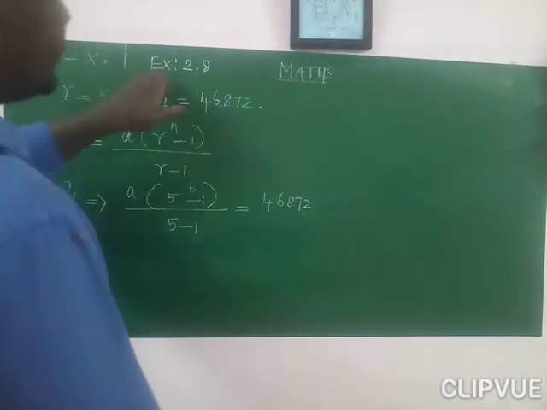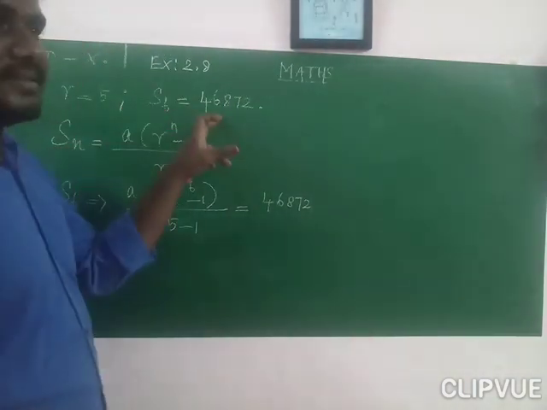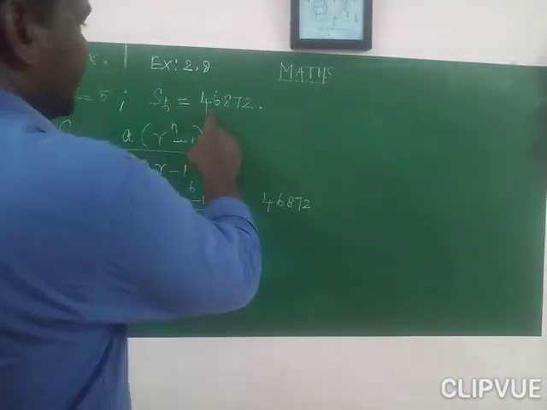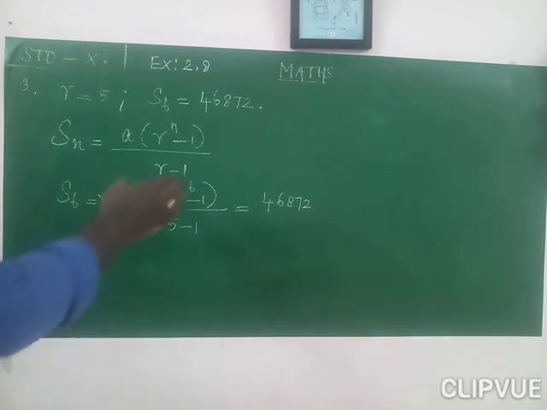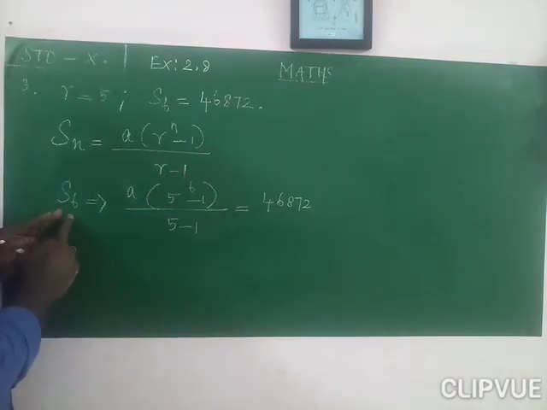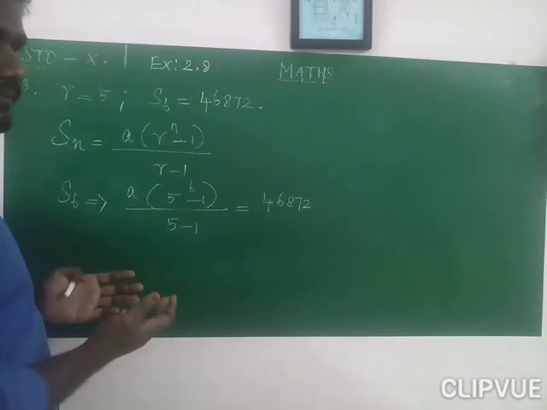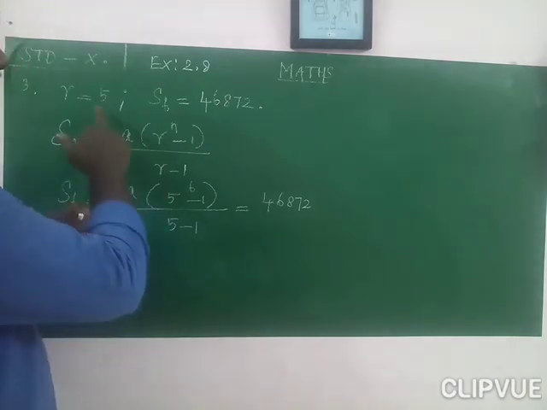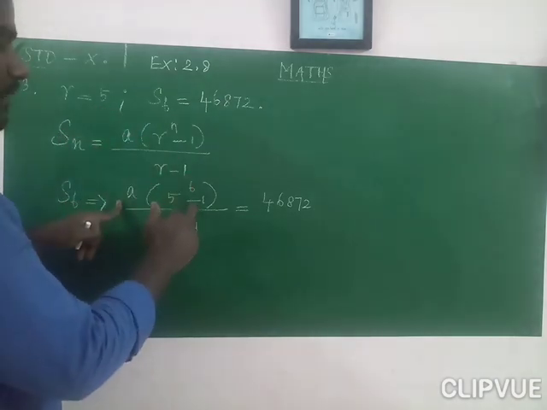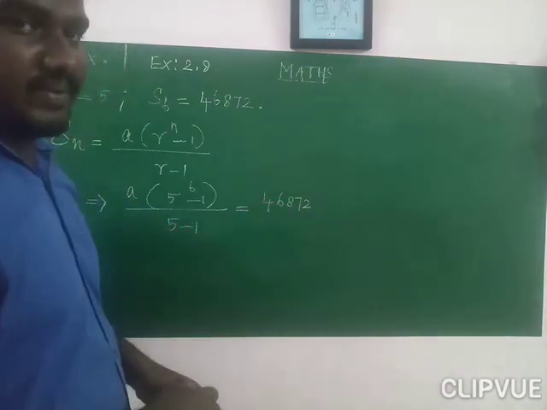Question number 3, exercise number 2.8. The common ratio and the sum of the first 6 terms of the GP are given, that is 46872. We know that Sn equals a(r^n minus 1) divided by (r minus 1), and for S6 we replace n by 6. The value of a is unknown, so we have to find it. Taking r as 5, we get a(5^6 minus 1) divided by (5 minus 1) equals 46872.